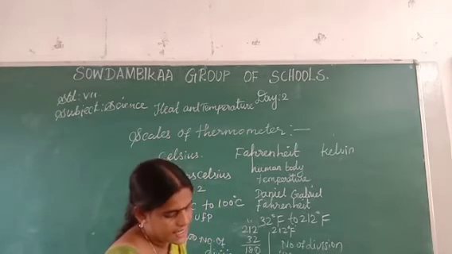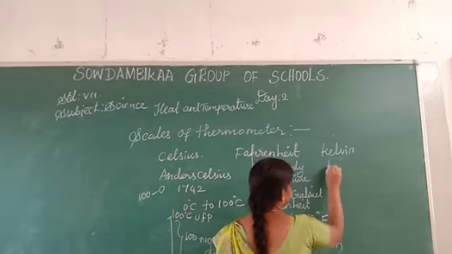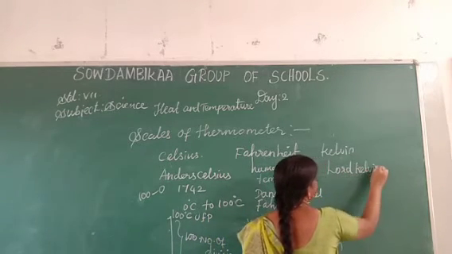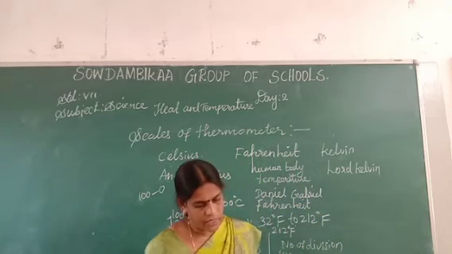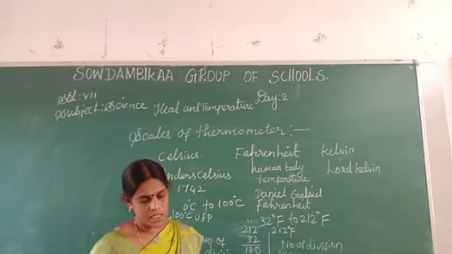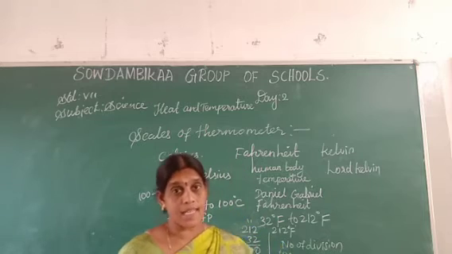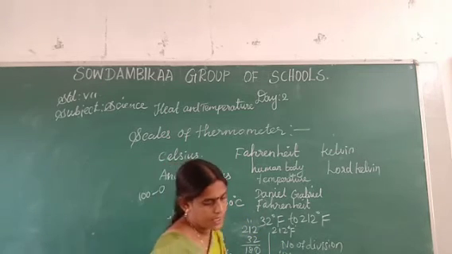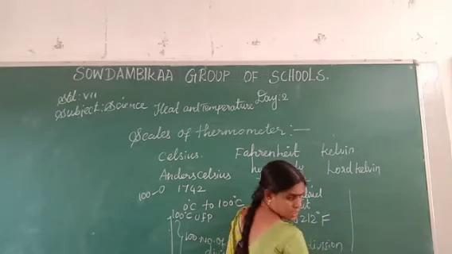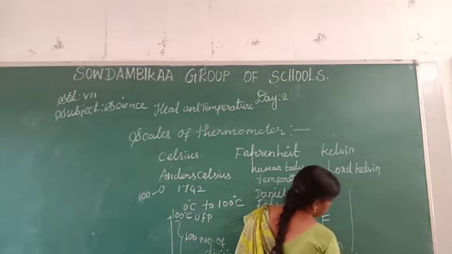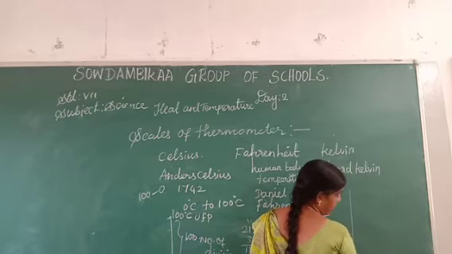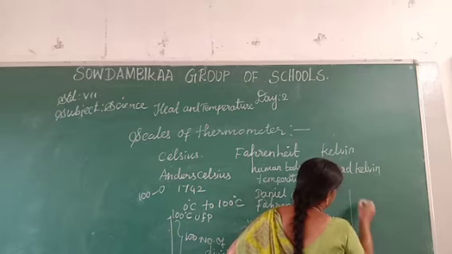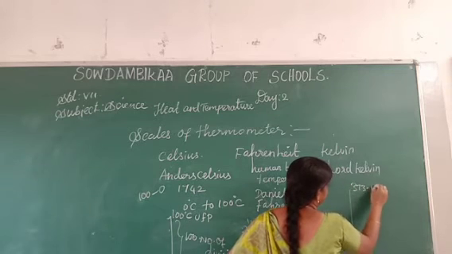The Kelvin scale is named after Lord Kelvin, who coined it. The SI unit of temperature is Kelvin. It starts from absolute zero temperature. So in the Kelvin scale, the lower limit is 273.15 Kelvin, and the upper one is 373.15 Kelvin.